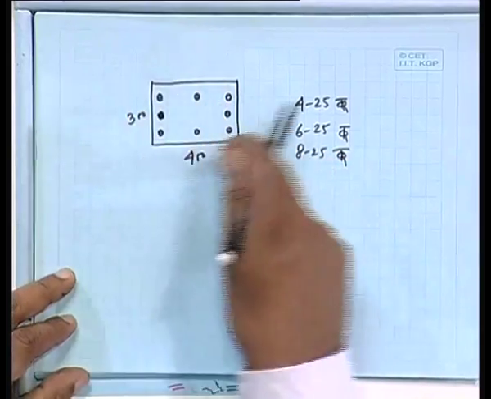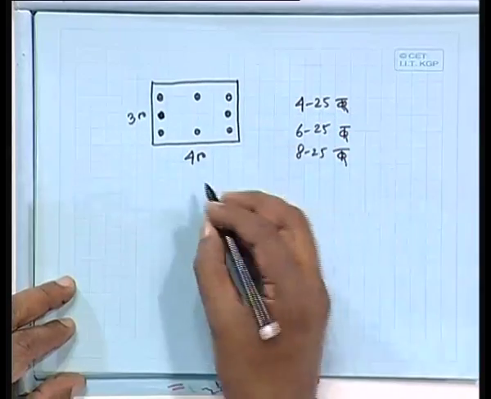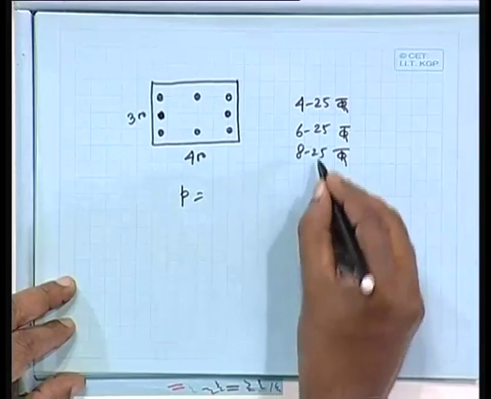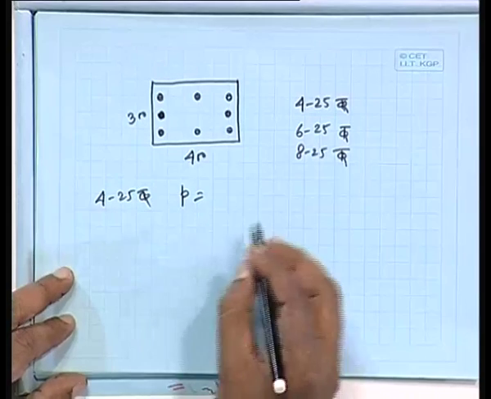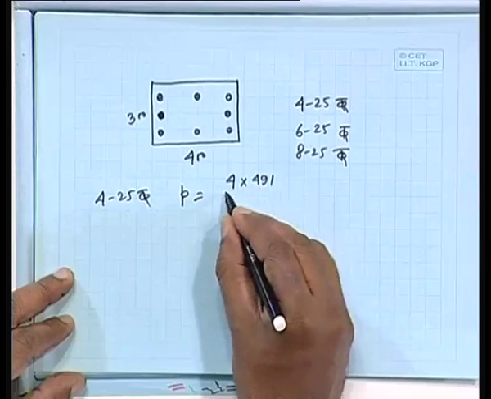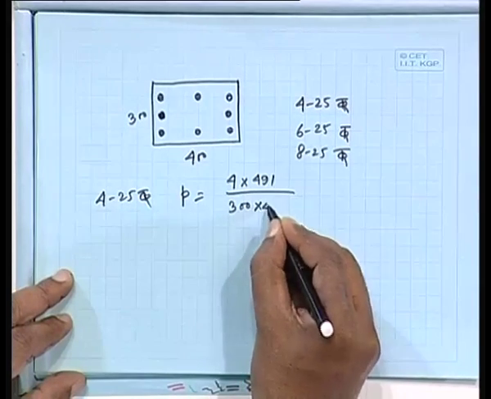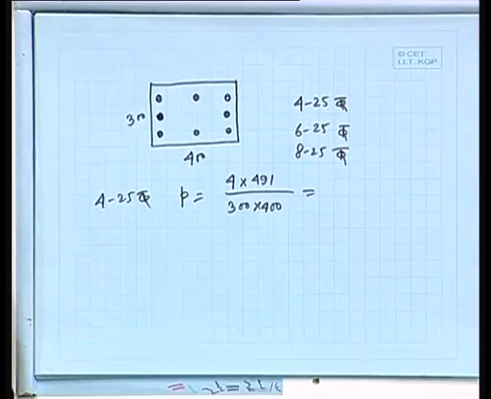But when you are doing computer aided design, you are using a computer. So in that case, why shall I go non-dimensional again? Instead, I would like to provide this section, and whatever area of steel comes is fine. So in this case, P will be equal to, if I take 4 numbers of 25 torr, 4 times 491 divided by 300 by 400. Am I getting the minimum reinforcement? Let us check it first. That one is also required.